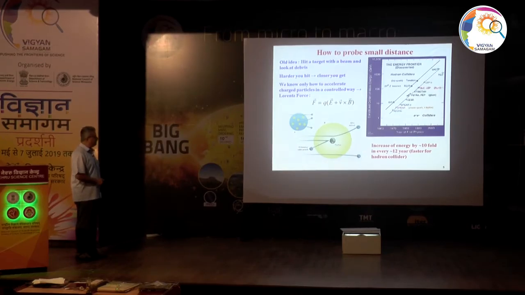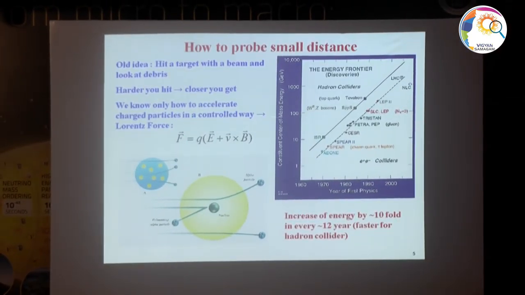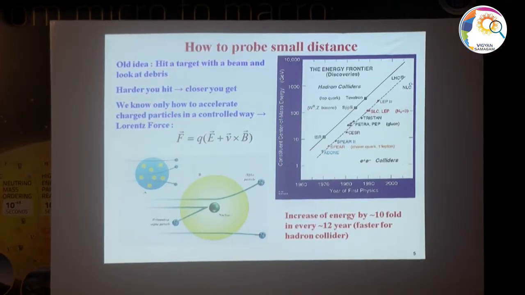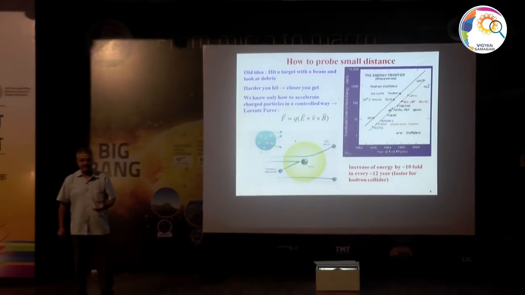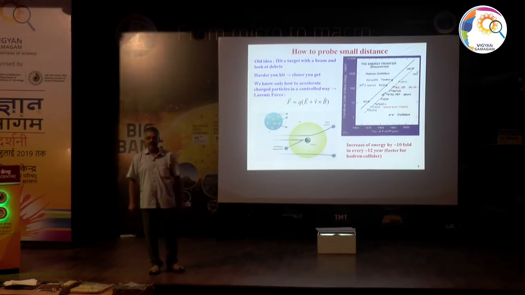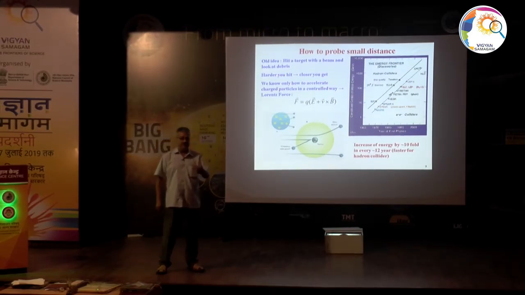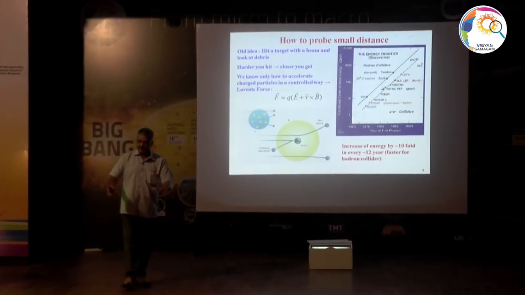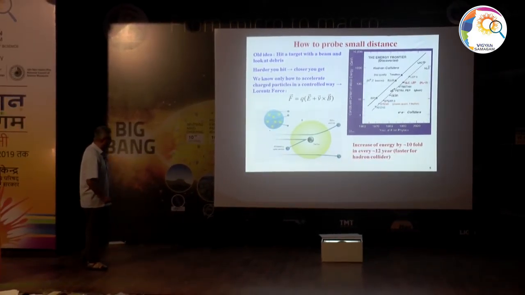Another way to think about it simply: hit a target with a beam and look at the debris. The harder you hit, the closer you get. As a simple example, if you want to see what is inside this wall, you say the wall is made of some wooden structures. But if you want to see what is inside, you hit the wall with a hammer or something, the wooden structure will come out, and you will see inside. That way you may see the brick. If you want to see what is inside the brick, you hit it even harder, and you will see inside the brick. That is the basic principle you use when you look for more and more inner structure of the object.